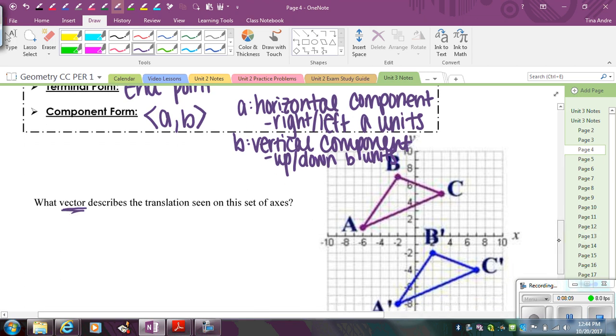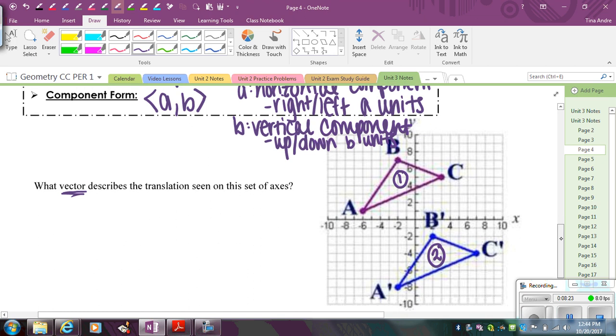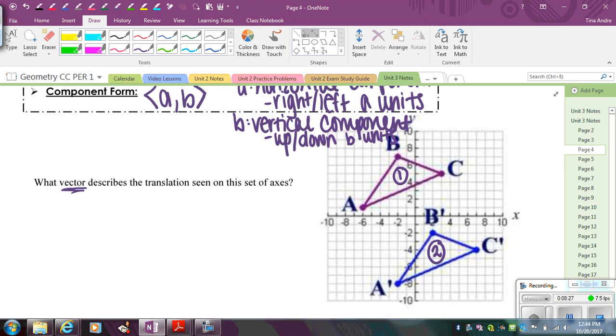So when we're identifying vectors, or anytime you're looking at transformations, you always want to start with the non-primes and how did I get to the prime. So this is my starting figure, and then the image has the prime values. So the vector, if we were to sketch this in, would be from A to A prime. See how that direction and distance is the same as if I were to connect B to B prime, and if I were to connect C to C prime. So those are all vectors because they tell us the direction and the distance to travel.